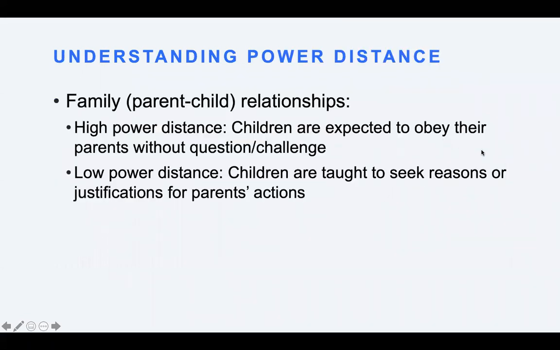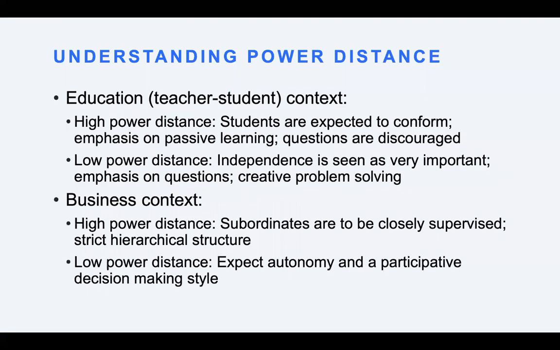So let's look at some examples of power distance relationships. In family relationships, like parent-child, in high power distance relationships, children may be expected to obey their parents without question or challenge. In low power distance, children are taught to seek reasons or justifications for parents' actions. So you may be able to recognize if your family was high power distance or low power distance. And here are some examples from education and business.